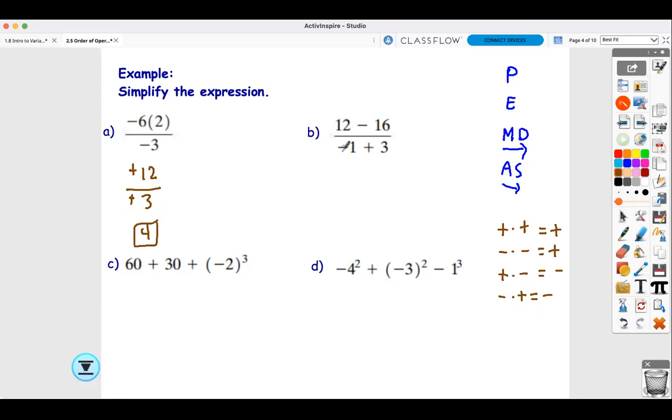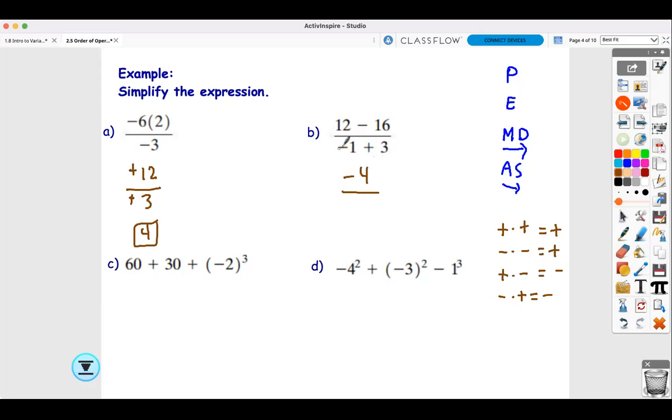Let's look at B. Remember, we're simplifying the top and the bottom. So the top is 12 minus 16, guys. I like to use money and banks when it comes to adding and subtracting positive and negative numbers. B says 12, right? You have $12 in your account. You spend, because it's minus, 16 at the mall. What do you go to at the bank if you overspend? Negative 4. Excellent.